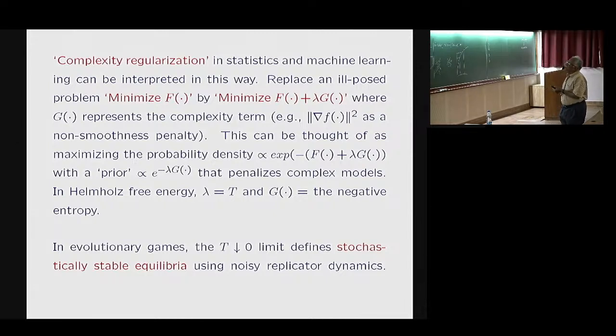So, for example, this is a common penalty in image processing. This kind of thing is used. So you can think of this as putting some prior that penalizes the complex models, and then again this will become again this is like negative entropy, and sorry, I shouldn't say that. This is one specific instance of it. Yeah, this I already said.